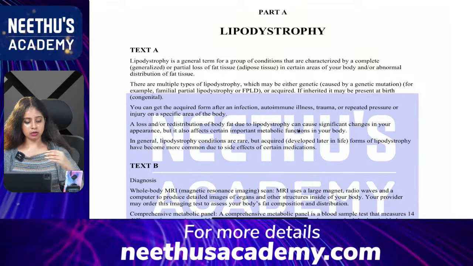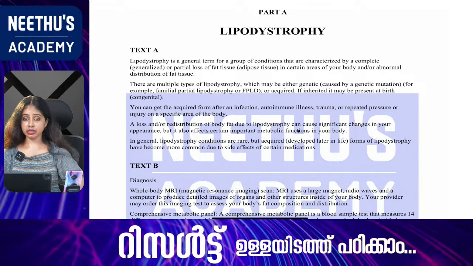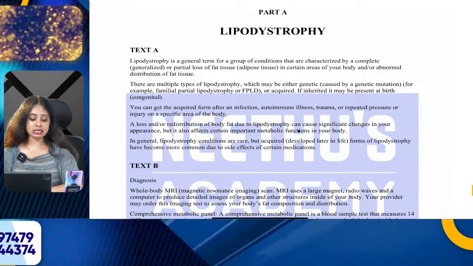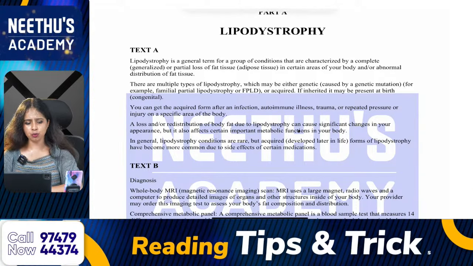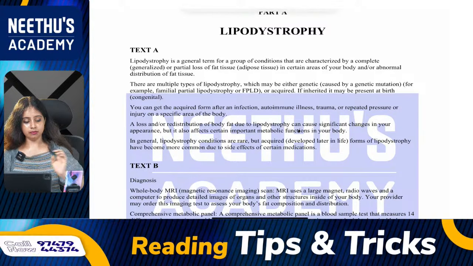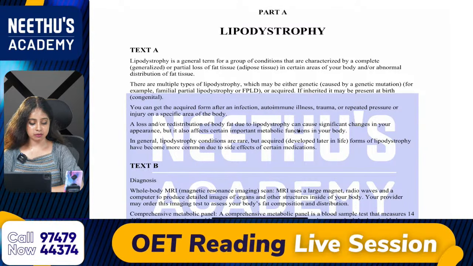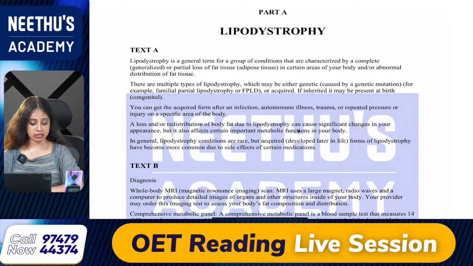Any idea? What are the keywords, or what type of words will we mark? Could you please tell me? Could you please comment? Let me know. What are the keywords that you will mark from text A?